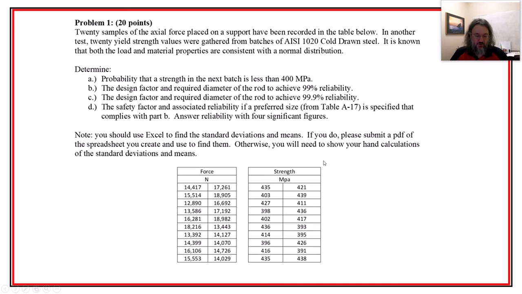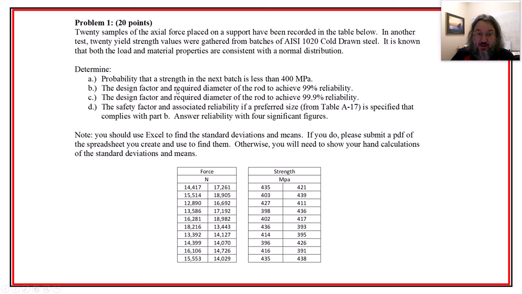All right, so here's problem 1. We have 20 samples of an axial force and 20 samples of yield strength, taken at totally different times, by totally different groups of people who gathered this data for us. We know that both the load and the material properties are consistent with a normal distribution. We want to find the probability that a strength in the next batch is less than 40 megapascals.